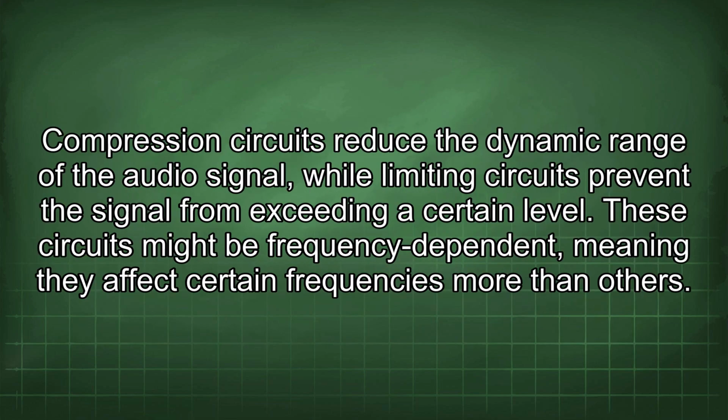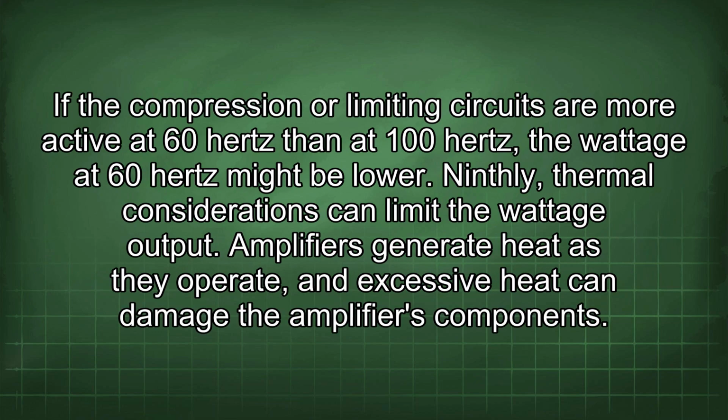Compression circuits reduce the dynamic range of the audio signal, while limiting circuits prevent the signal from exceeding a certain level. These circuits might be frequency dependent, meaning they affect certain frequencies more than others. If the compression or limiting circuits are more active at 60 Hz than at 100 Hz, the wattage at 60 Hz might be lower.